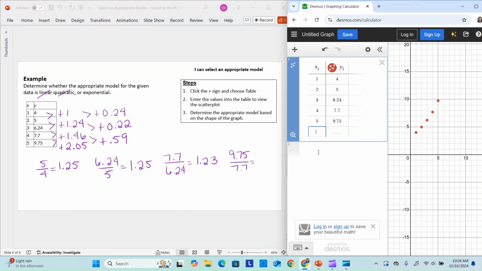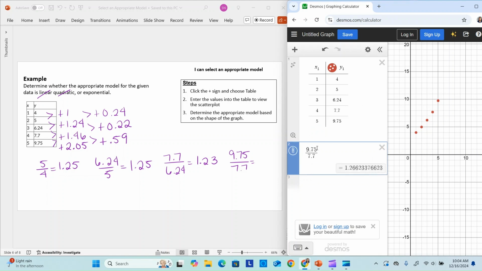And then I'm going to do 9.75 divided by 7.7. And let's go ahead and do that on our calculator. 9.75 divided by 7.7 is about 1.27. So you can see, although it's not the exact same value, it's approximately the same ratio every time.